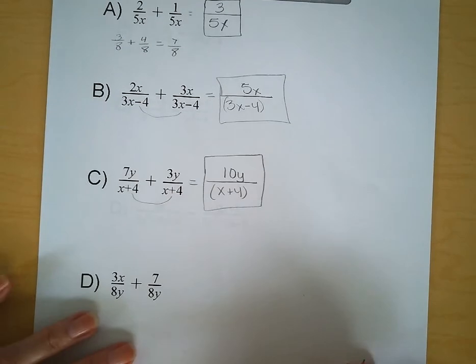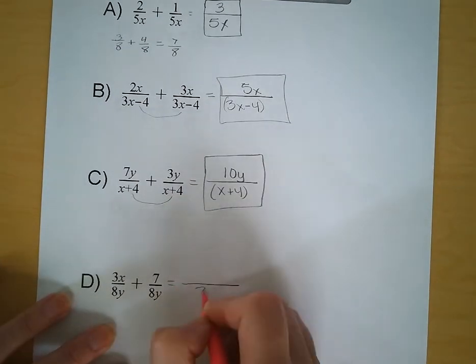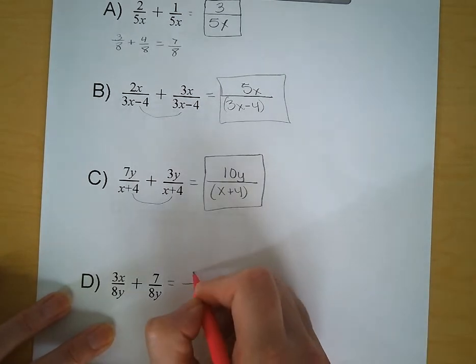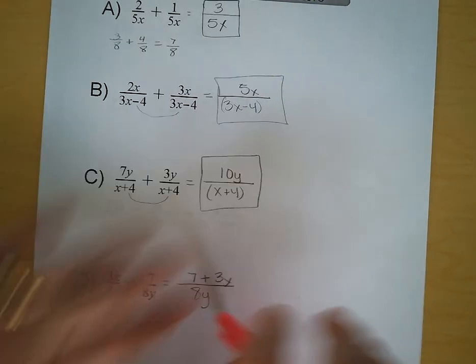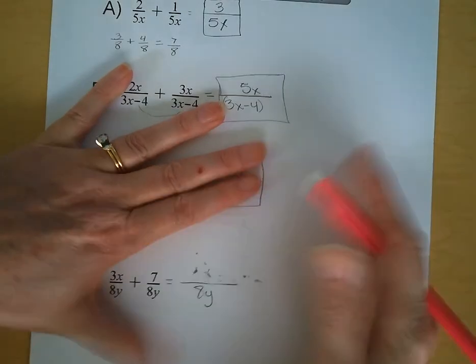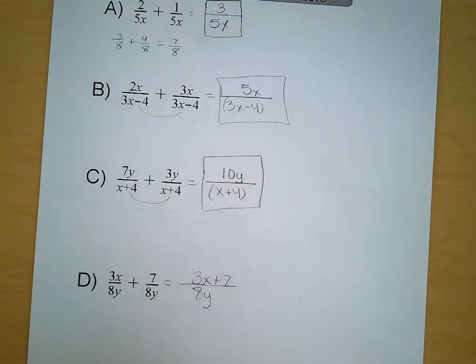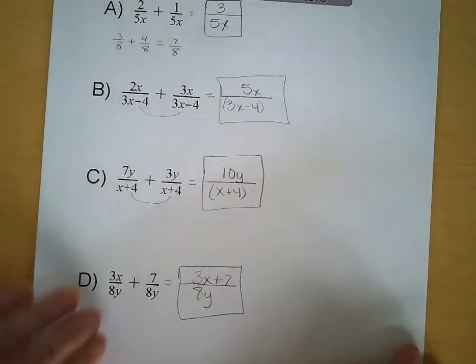Letter D, we've got the same denominator again, 8y. Rewrite that on the bottom. And then we've got 3x plus 7. Can we combine those terms? Nope. So we'll write it as 3x plus 7, right? So just remember, pay attention to what are like terms and what can and cannot be combined.